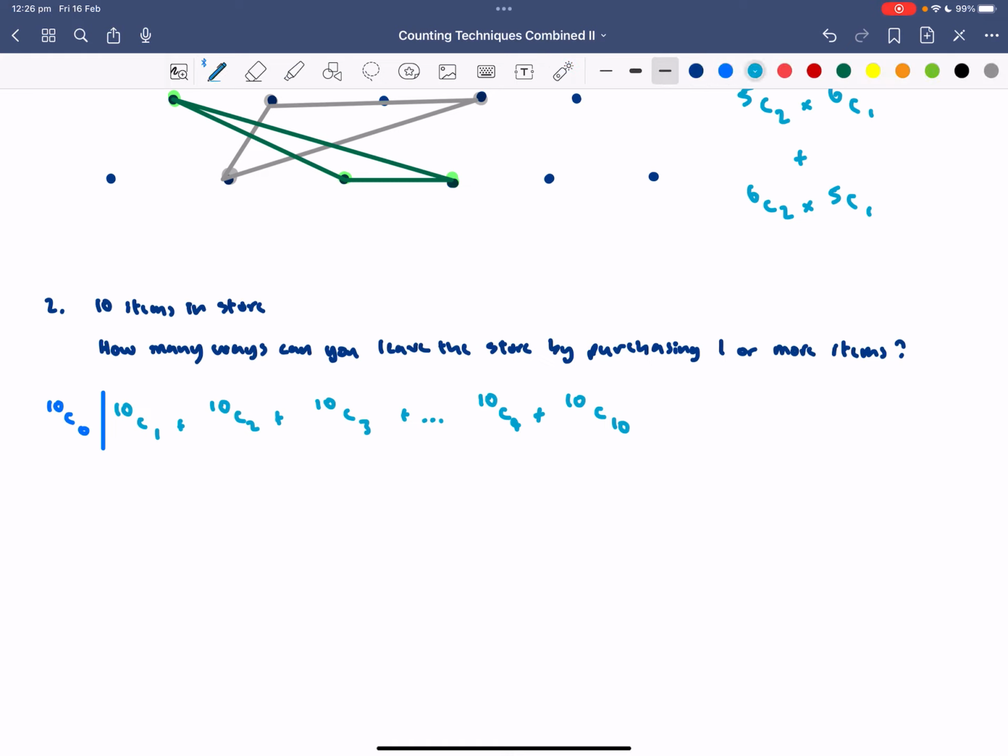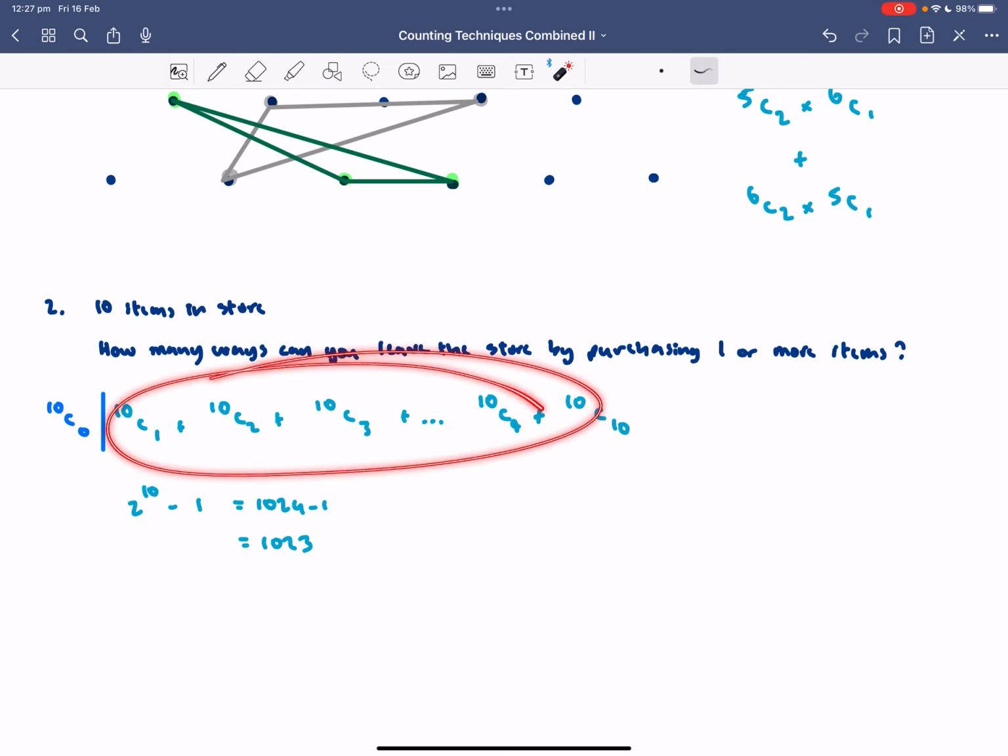And what do we guys know is the row sum of anything in the Pascal triangle? 2 to the power of n. So in this case, 2 to the power of 10, and then you've got to take away the 10 choose 0, which is 1. So that's 2, 4, 8, 16, 32, 64, 128, 256, 512, 1024. This is 1024. Take 1, which is 1023.